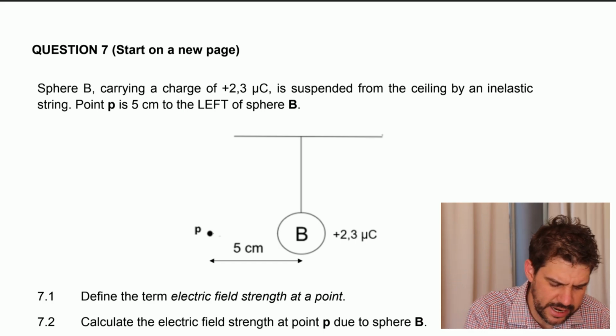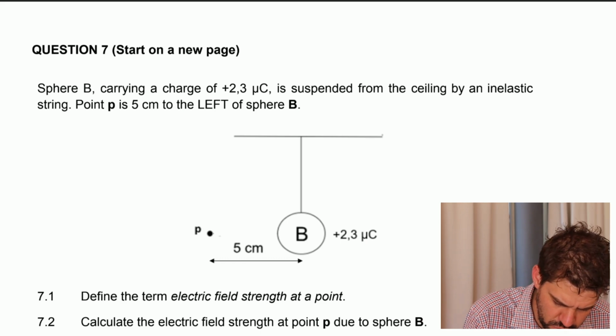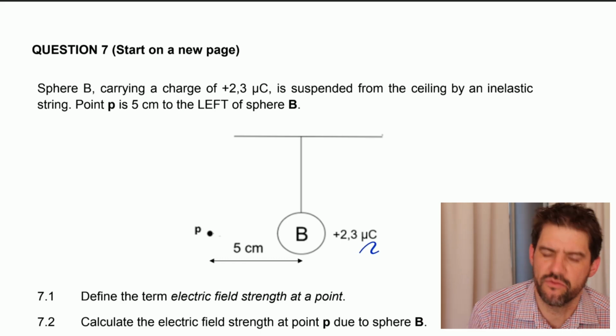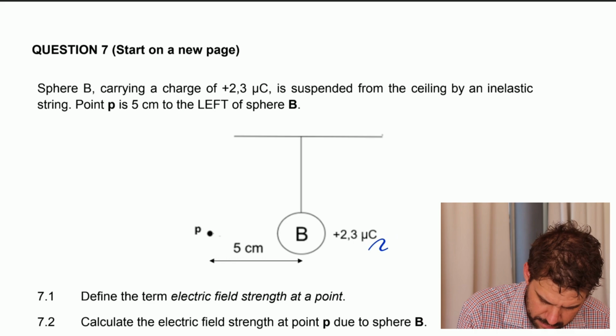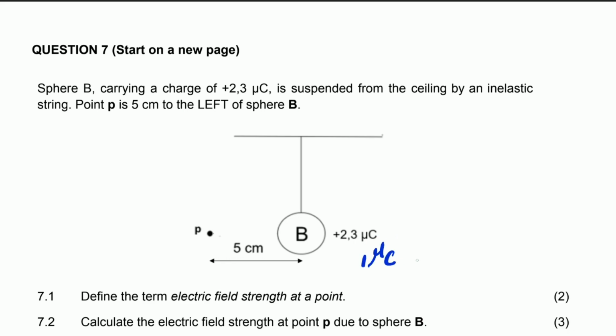Now, note you cannot work in microcoulombs, so you have to convert. How do you convert? You need to know that 1 microcoulomb is equivalent to 10 to the minus 6 coulombs. That is an important conversion, and most of the time you're going to work with microcoulombs, so you will have to convert.